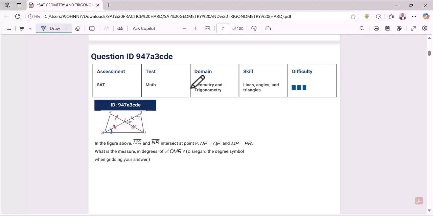So very easy question. What do you notice about this? Angle P is 60 degrees, so we can easily find this angle, which is 120 degrees. And since we have double lines on both sides, it means it's an isosceles triangle. That means angle M will be equal to angle R, right? So that's basically 180 minus 120, which is 60 degrees, divided by 2. That means this is 30 degrees and this is 30 degrees, right? Because we're looking for QMR, so it's 30 degrees.